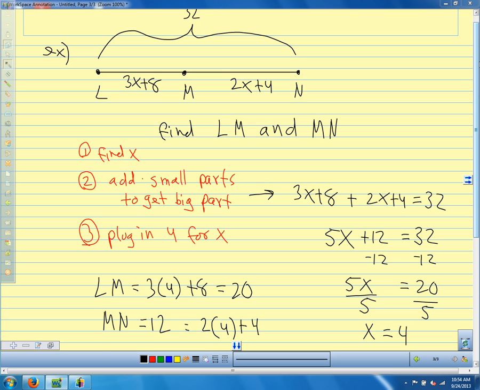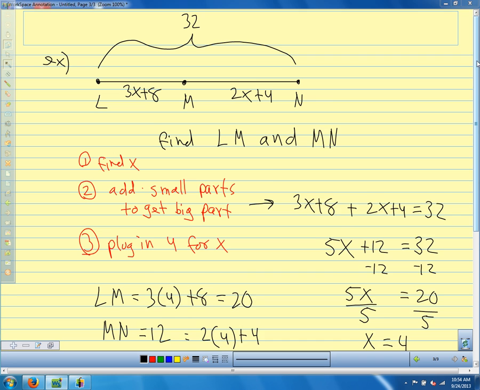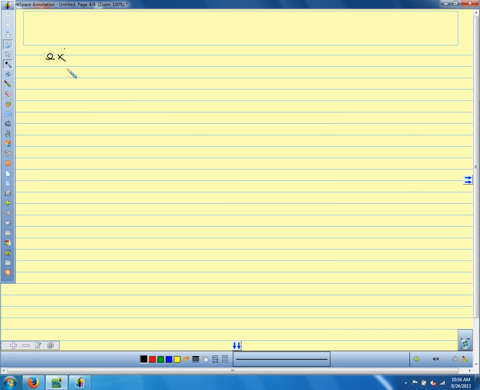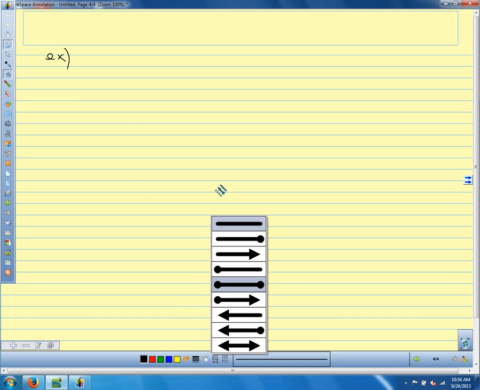So this is more how you'll see the segment addition postulate used, is you'll be given problems like this. Does anybody have any questions about what we did here? All right, let's look at another example that asks the same kind of question in just a slightly different way. What if the problem were given to us this way?